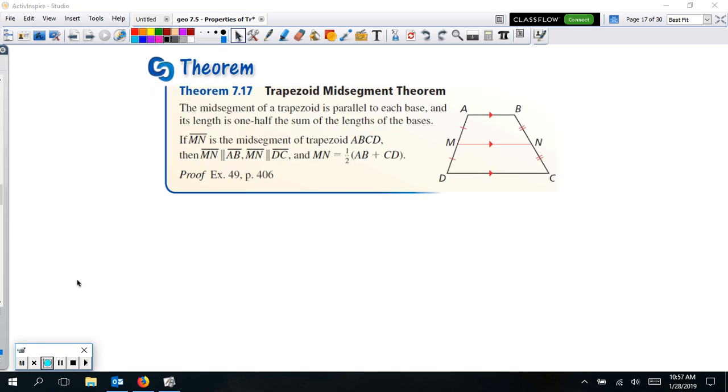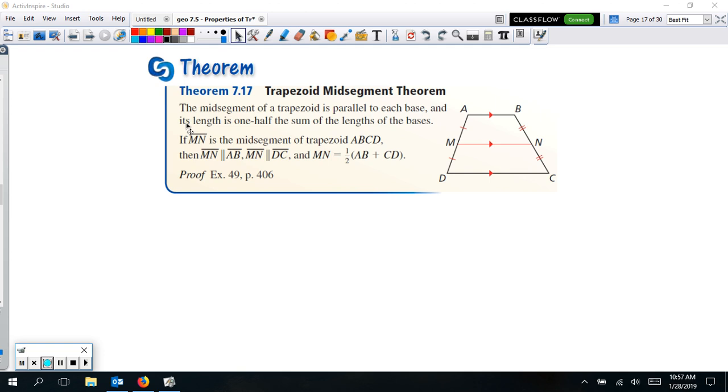Okay, back to trapezoids again. We're going to look at the mid-segment theorem for trapezoids. A mid-segment is going right across the middle, connecting the two legs of a trapezoid. The mid-segment of a trapezoid is parallel to each base. As you can see here, there are three parallels now. These are parallel, of course, but a mid-segment is going to be parallel to the bases.